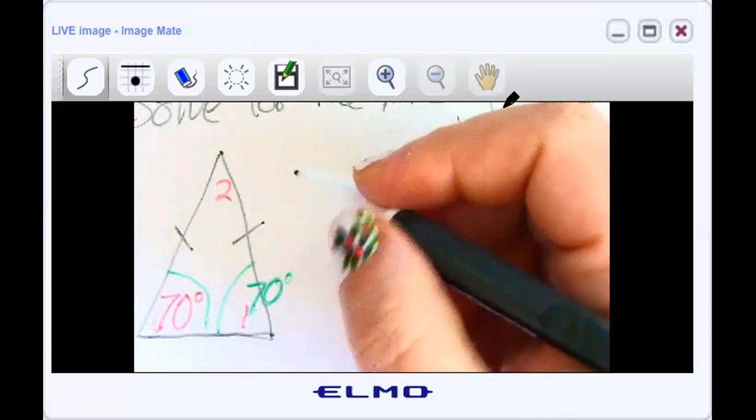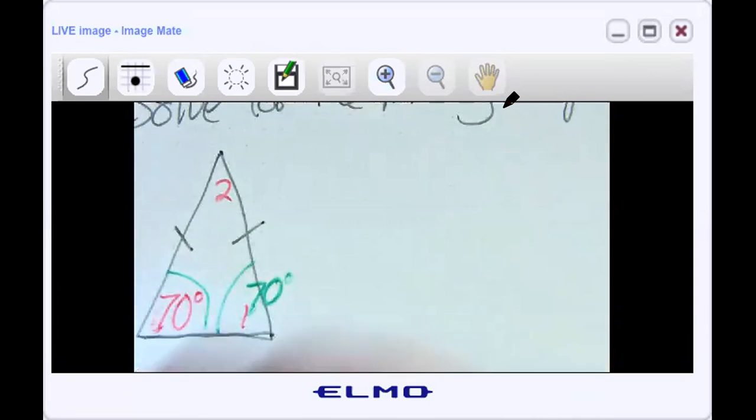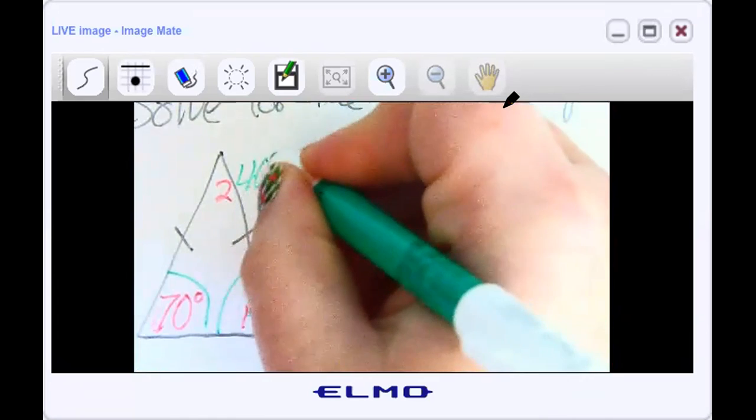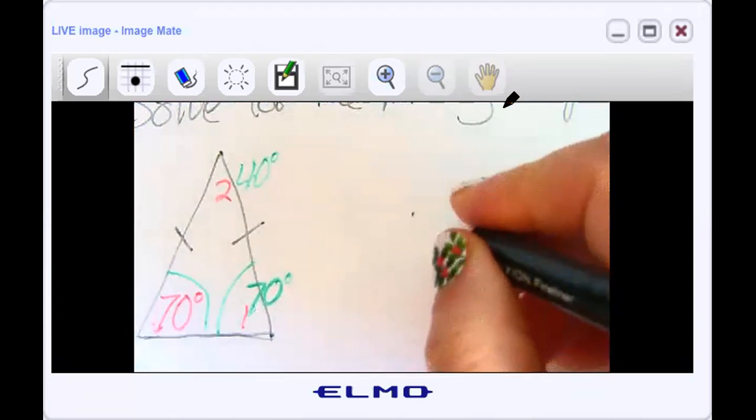The 3 angles do. So 70 and 70 is 140. I need 40 more to get to 180. So that's how I end up knowing that angle 2 has to be 40 degrees. Okay, let's try another one.